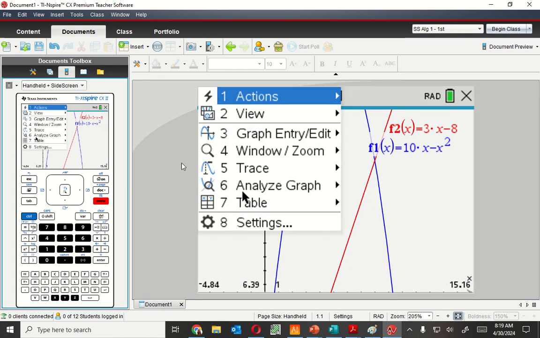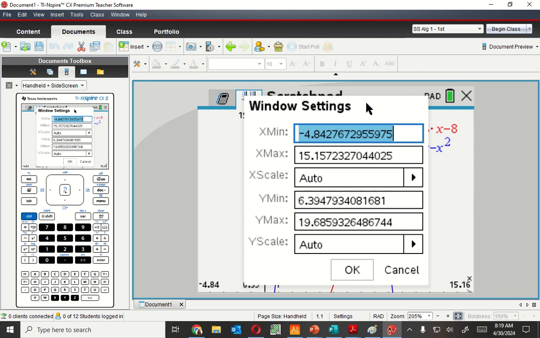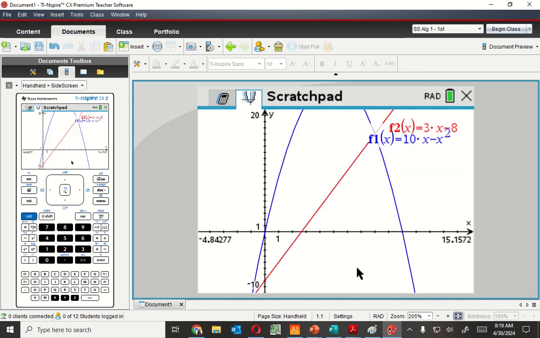So let's go to menu, window. Let's go. Okay, so the X values I think are okay. The Y values are not. -10 and +20. Let's see if that shows. There we go. I actually do have both of them there now.